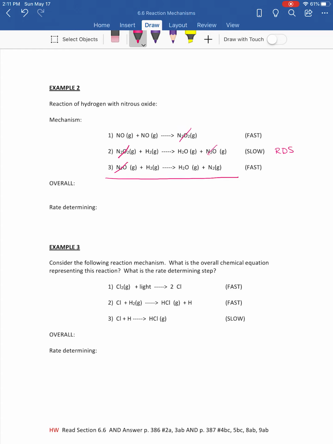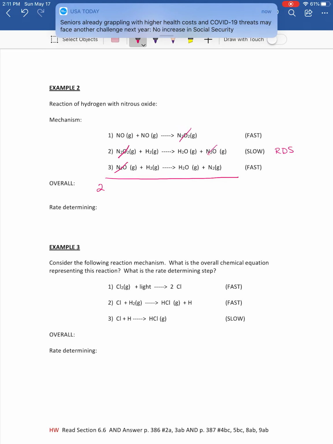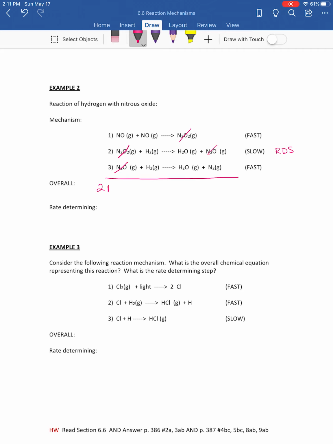And now we'll add it up. Nothing else seems to be canceling out. No. Okay, so I'll end up with this plus 2H2 gas. All right, so NO plus NO equals 2NO. H2 plus H2 equals 2H2 now on this side. Water, water. So that's my overall reaction. And my rate determining step is elementary step 2.